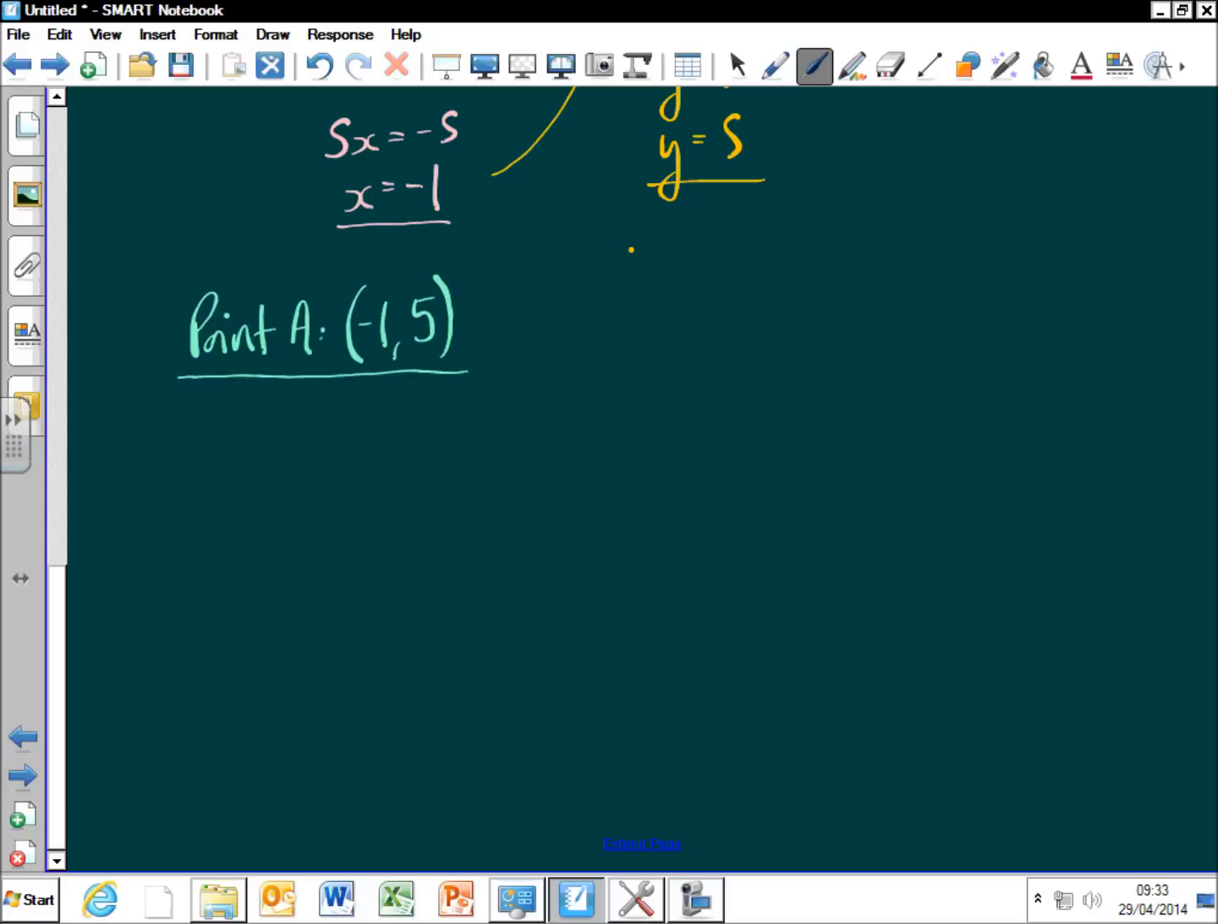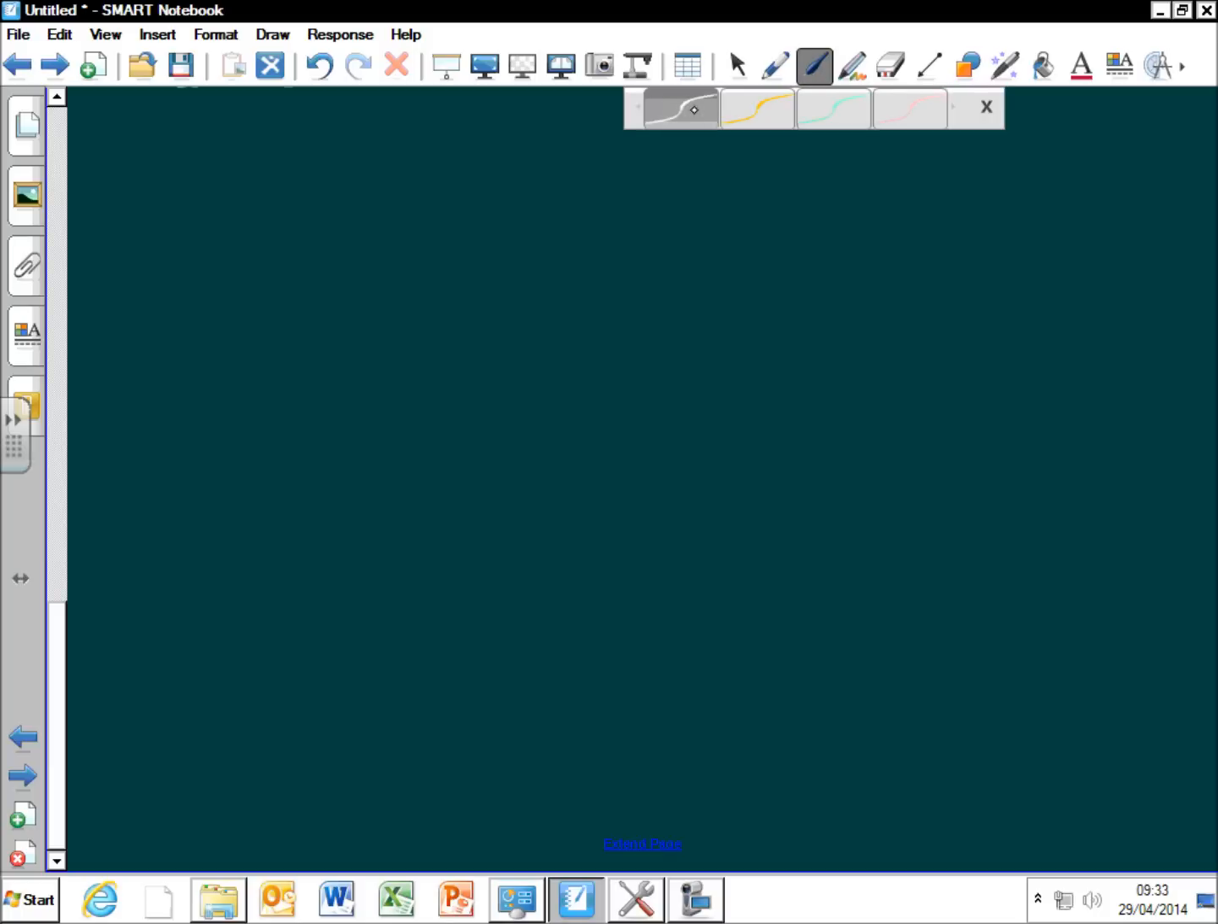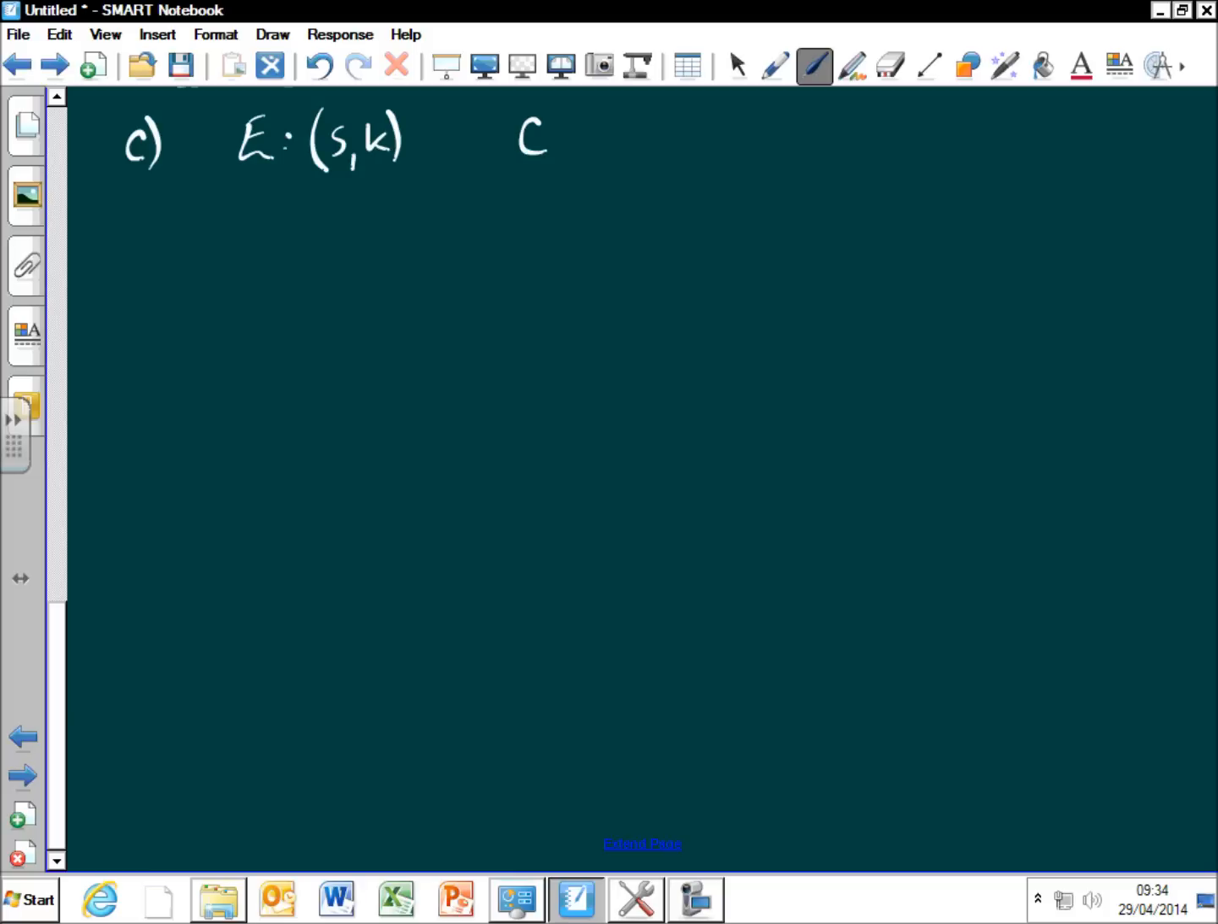And finally, for the last part of this question, it says point E has coordinates 5, k. So we've got another point 5, k. Given that CE has length 5, find the two possible values for the coordinate of k. Okay, well, we have the point C, and we're told its coordinates are 2, negative 7, and what we're saying is the distance from C to E is 5.